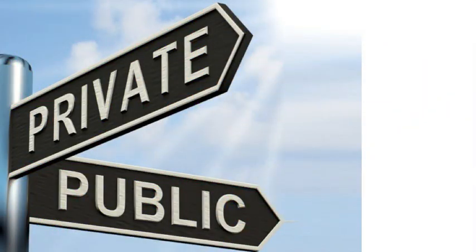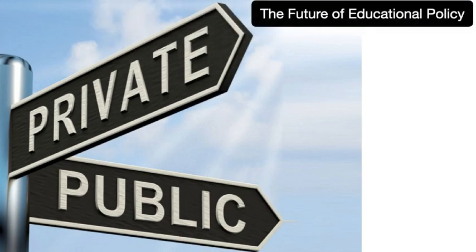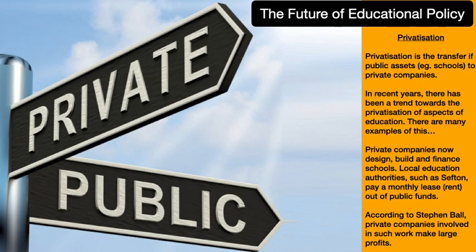So there we go. A whistle-stop tour of the many educational policies since 1870. But let's have a little bit of a think about the future of educational policy. And increasingly we see that the future of educational policy, as more and more of the responsibility is taken from the state, is in the hands of the private sector. And we see an increasing privatisation of education. And that is the transfer of public assets, things like the schools themselves, to private companies.